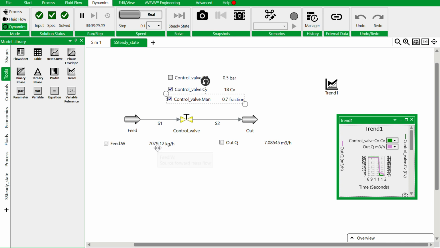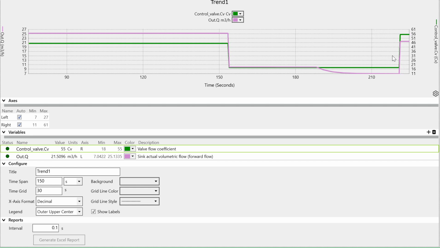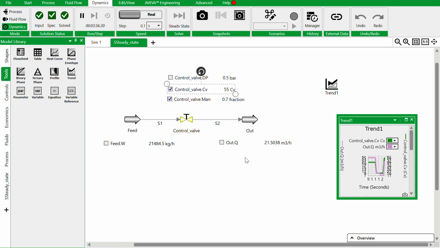I think you are getting the idea about this. So in this way you can check for different cases. Here we have now considered the CV value 55. You will get the trend at the same time, and after a certain time you can generate the Excel report from here also. Hope you all get the idea about how to develop a steady state and dynamic state simulation.